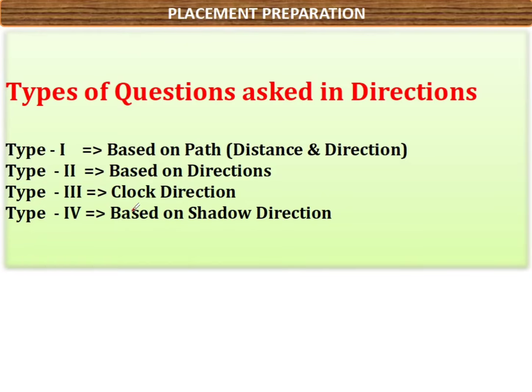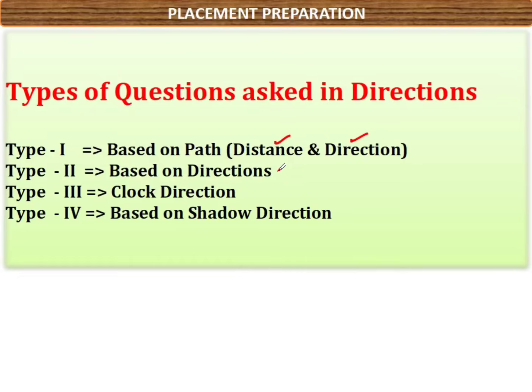The first type is based on the path. They will ask a question like: a person was facing east, he will travel for 20 kilometers, then he will turn to his left, then he will travel for 10 kilometers, he will turn to his right, like that. Finally they will ask which direction he is facing, and they can also ask what distance he has travelled. So they can ask questions related to direction as well as distance.